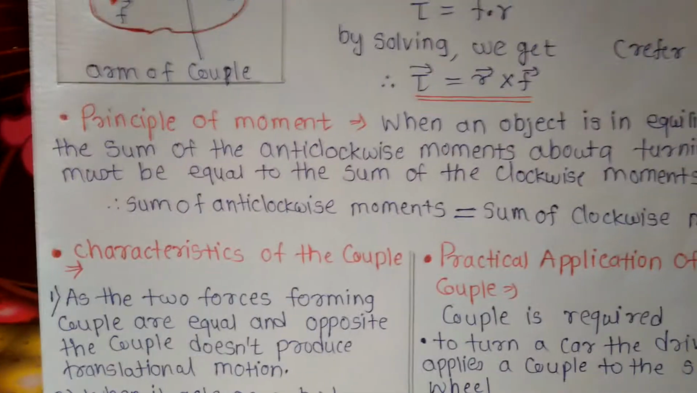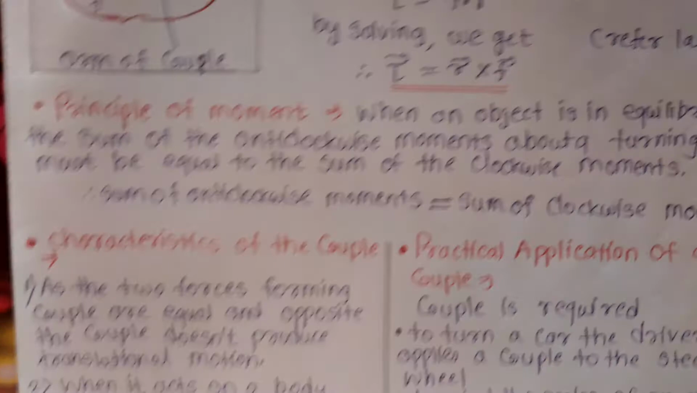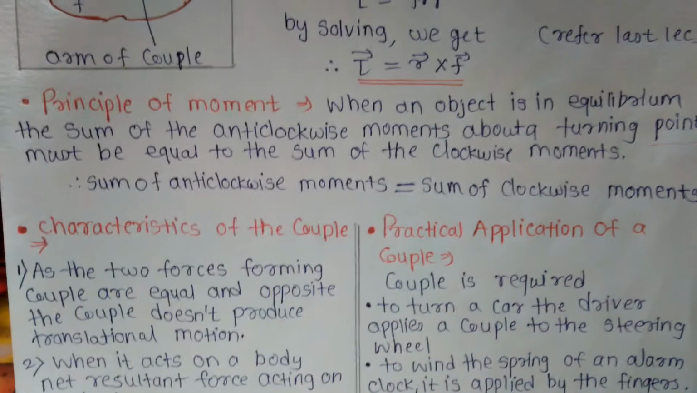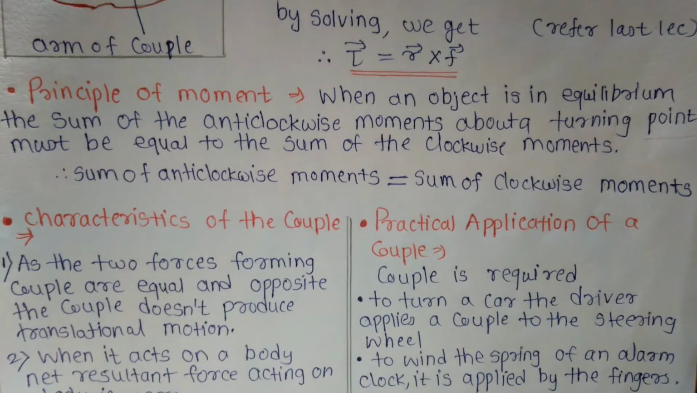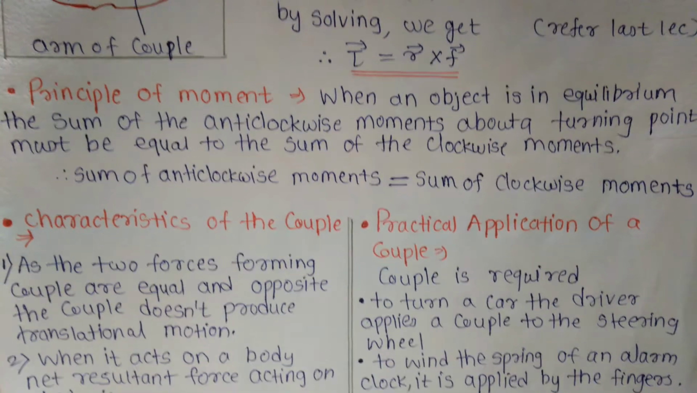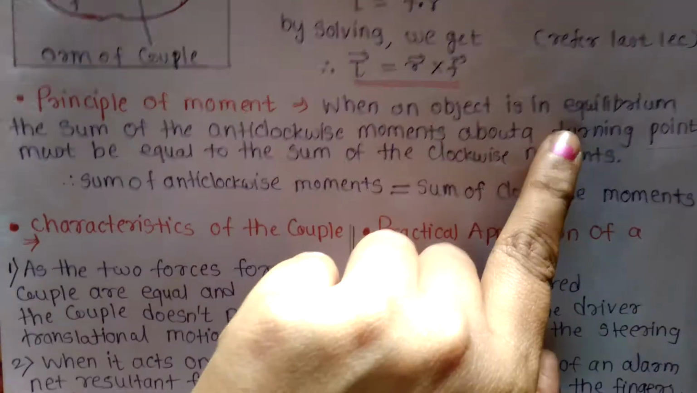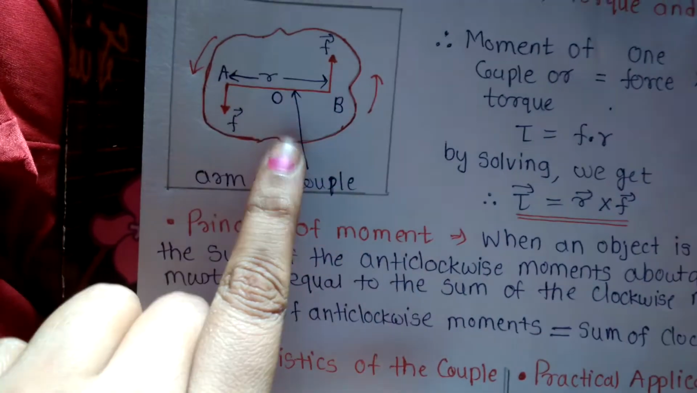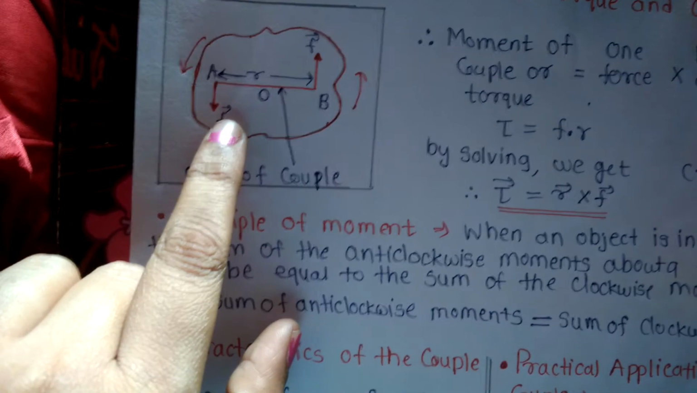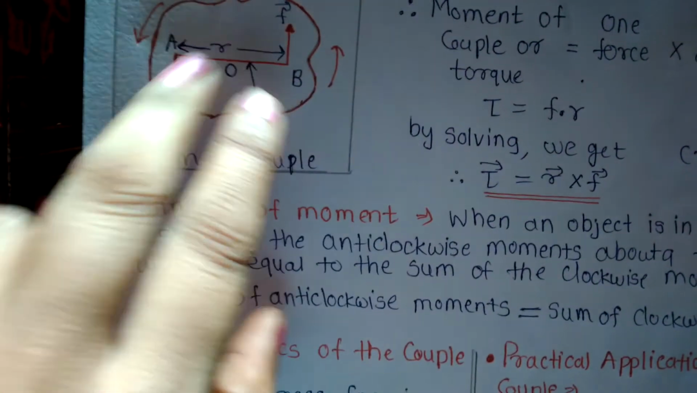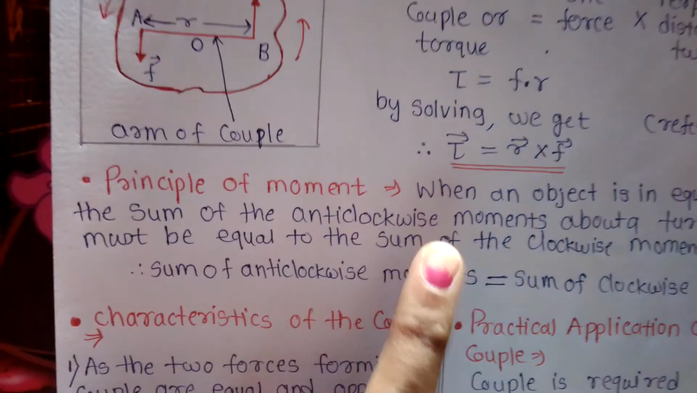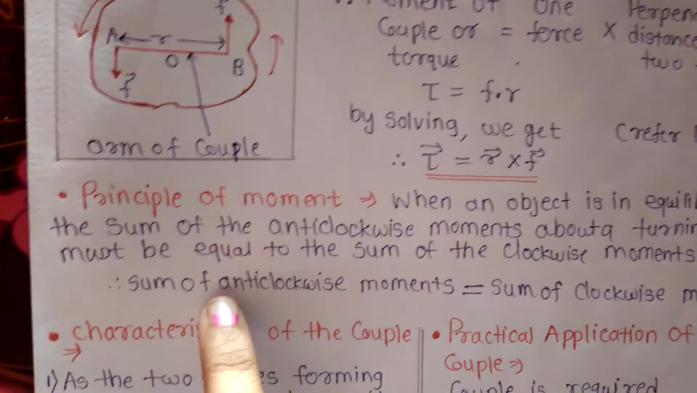Now a very important point is the principle of moments. When an object is in equilibrium, the sum of the anti-clockwise moments about a turning point must be equal to the sum of the clockwise moments. First point is equilibrium. Equilibrium means both forces have the same magnitude and opposite direction, so they are in equilibrium. After that, the clockwise and anti-clockwise directions: the sum of the anti-clockwise moments and clockwise moments are the same.